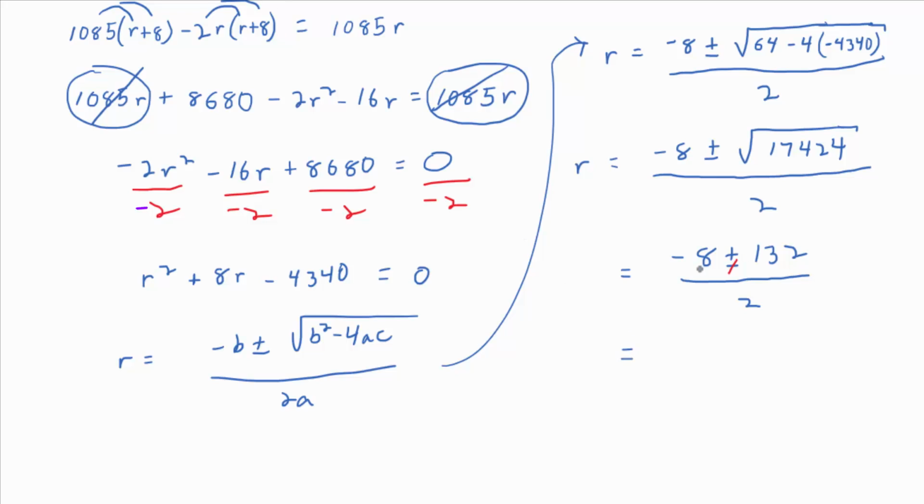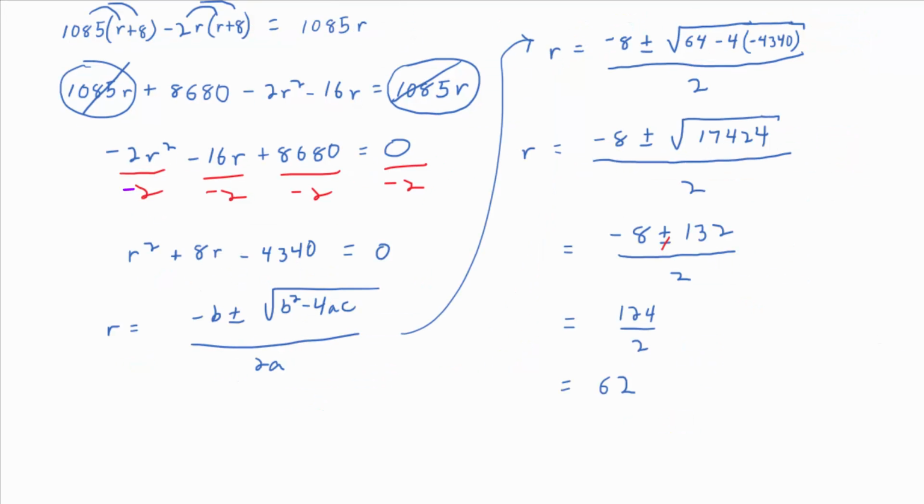Okay. So then we get negative 8 plus 132 over 2. What's negative 8 plus 132? 124 over 2, which is 62. Now, let's take a moment to reflect. Let's go back to Polya's 4 steps of problem solving. And what units is this in? I believe it's miles per hour, right?